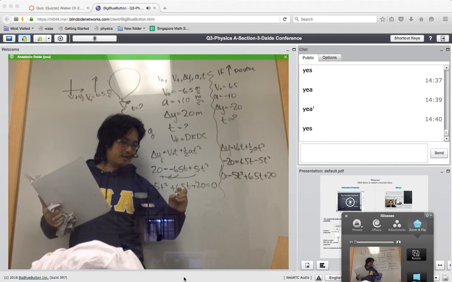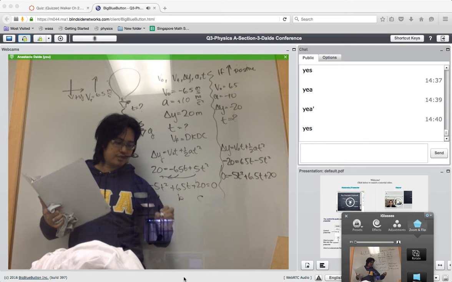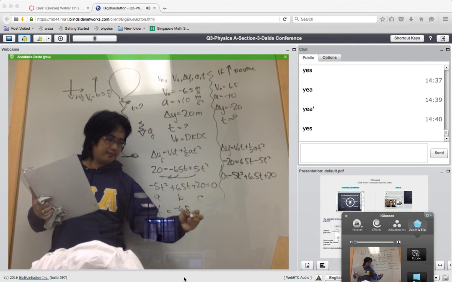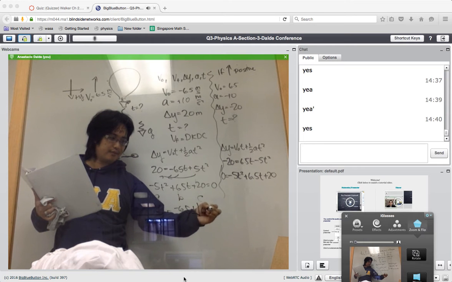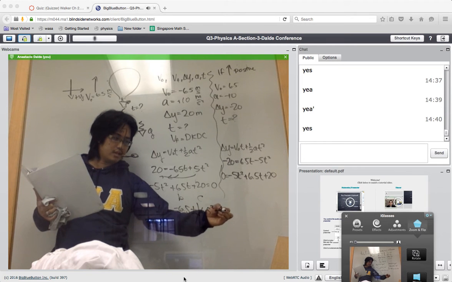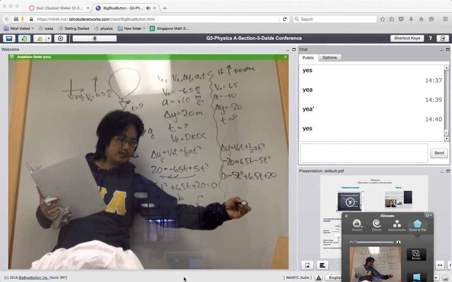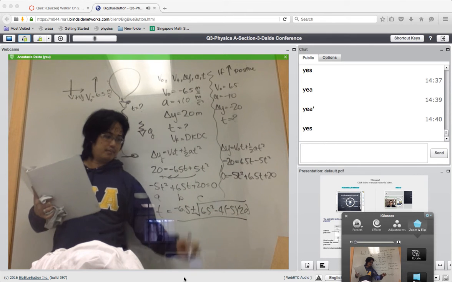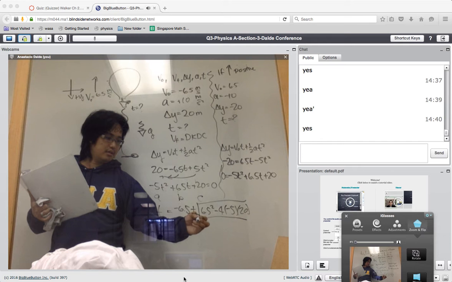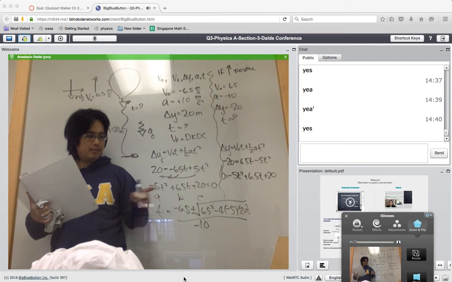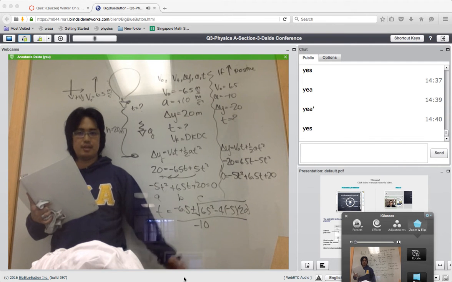Here's my A, here's my B, and here's my C. So my answer for T is equal to negative 6.5 plus or minus the square root of 6.5 squared minus 4 times negative 5 times 20, all divided by negative 10. All I did was I plugged this A, B, and C into the quadratic equation. You remember what that is, right? Negative B plus or minus the square root of B squared minus 4AC all over 2A.